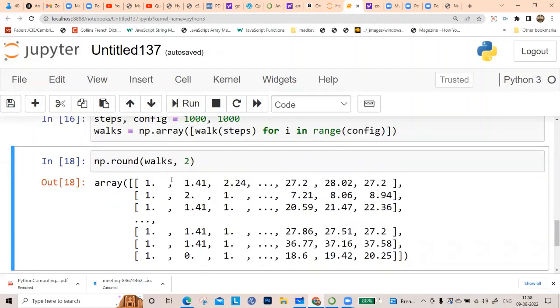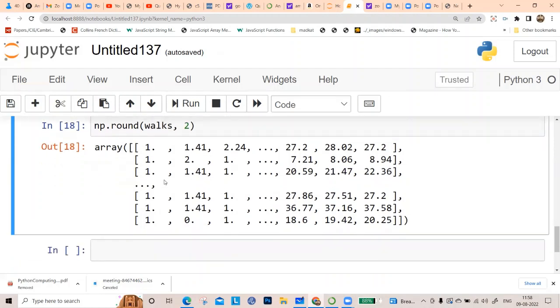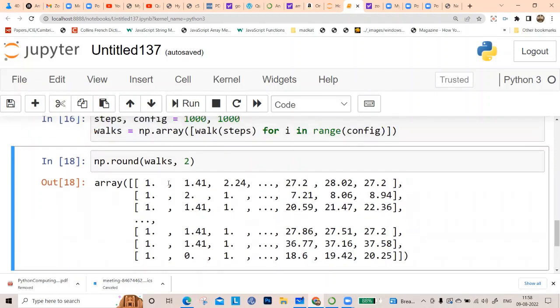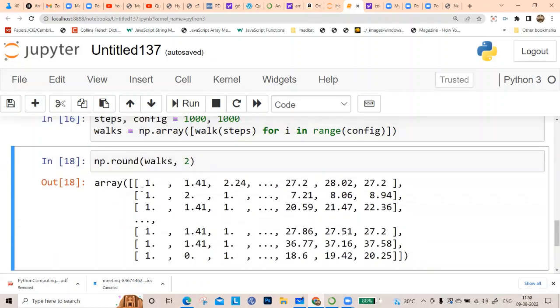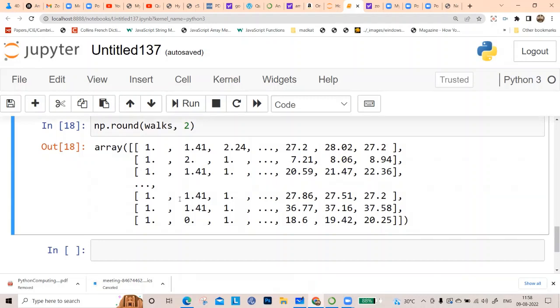Now what I want to do is take the average over all those configurations. That means I want to know the average position of a particle after one time step, two time steps, three time steps, and up to 1,000 time steps. If you look at the first column, all the column members are for the first time step. All the second column members are for the second time step for different walks. This is one walk, this is the second walk, this is the third walk, and so on. So we want to take the mean at each time step.